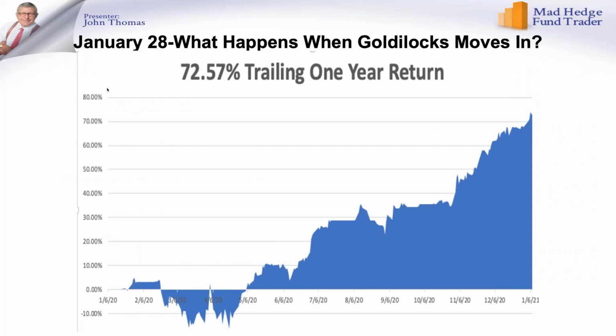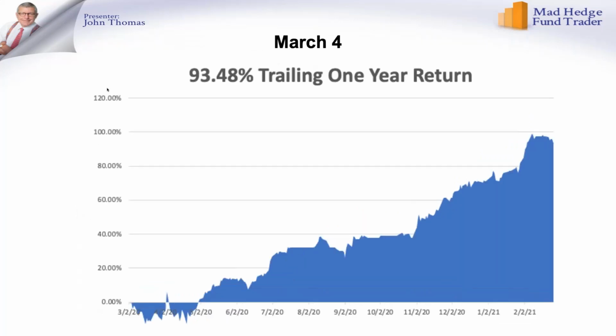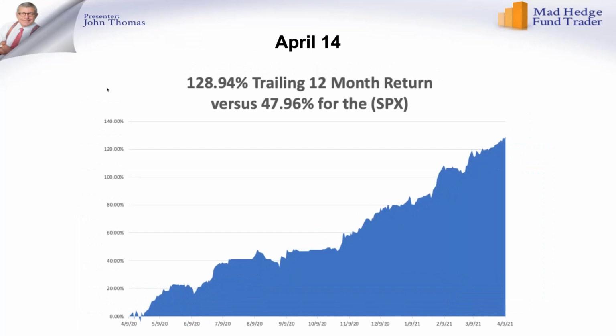In January, we were posting a 72% trailing 1-year return. Thanks to some prescient market calls, that went up to 93% in March, and we are now up to 128% as of April 14th. So not only do we have the best performance in the hedge fund industry, it is improving at an exponential rate, and that's versus an S&P 500 of only 47%, 48%.